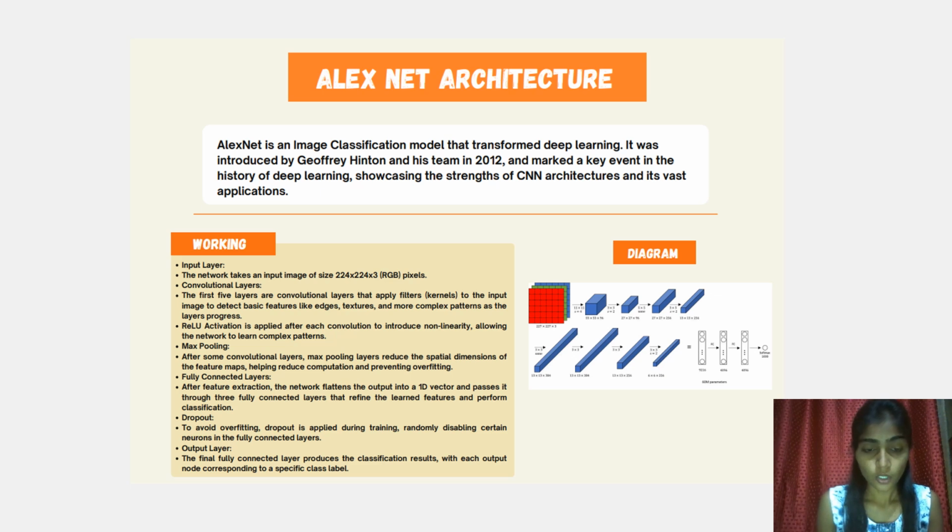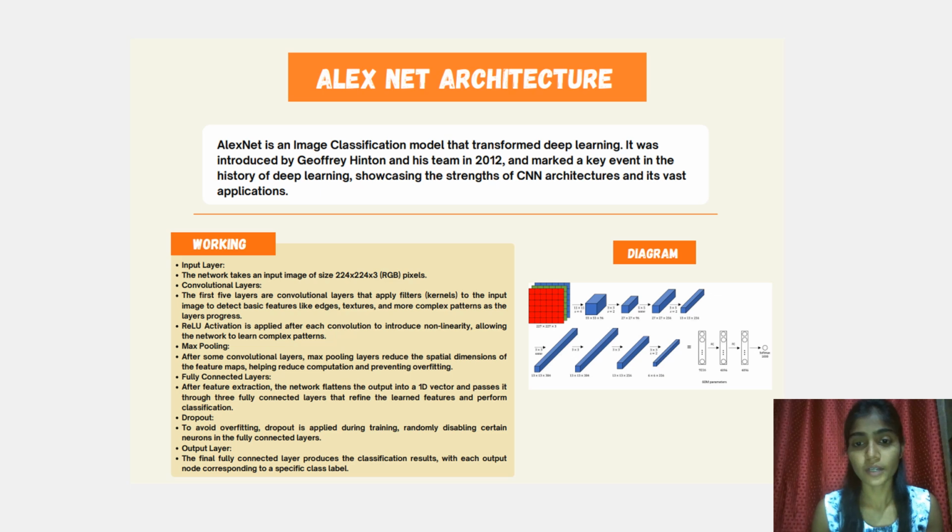Then dropout. To avoid overfitting, dropout is applied during training, randomly disabling certain neurons in the fully connected layers. Then the output layer. The final fully connected layer produces the classification results with each output node corresponding to a specific class label. So let's understand by diagram.